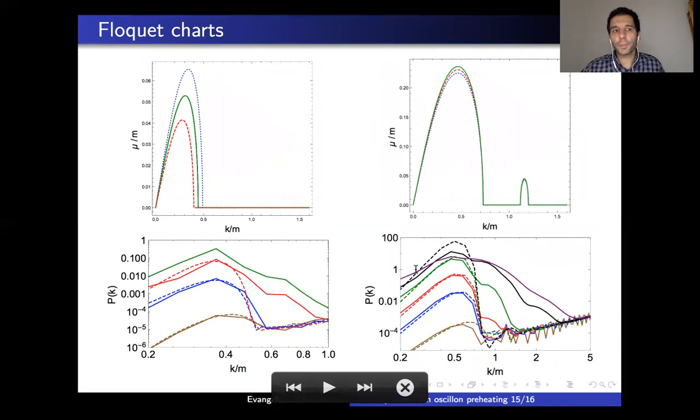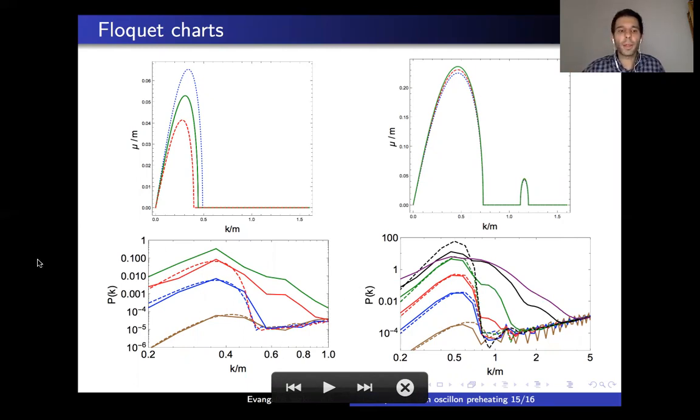Now let's look at the Floquet charts. The Floquet chart for the axion monodromy potential gives us Floquet exponents of 0.04, 0.05. The Floquet chart for the plateau potential gives us roughly triple this magnitude. And we can also see here exactly what we saw before: the solid lines are the numerical data and the dashed lines are the analytics. Initially, the analytics and the data match very well, and at some point you start probing nonlinearities and there are nonlinear interactions between the modes.